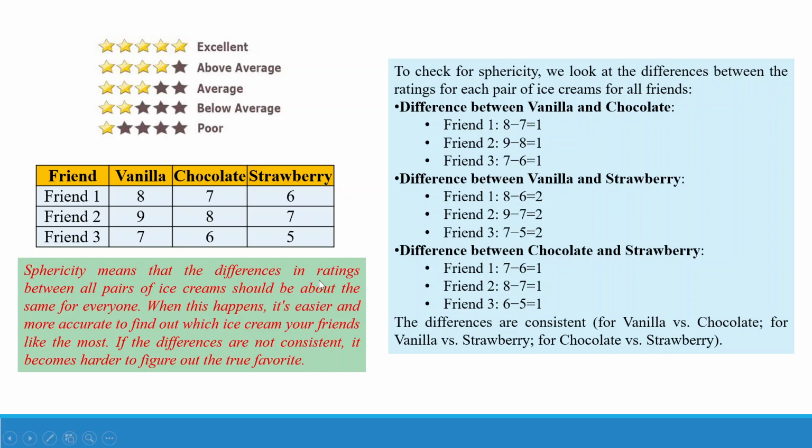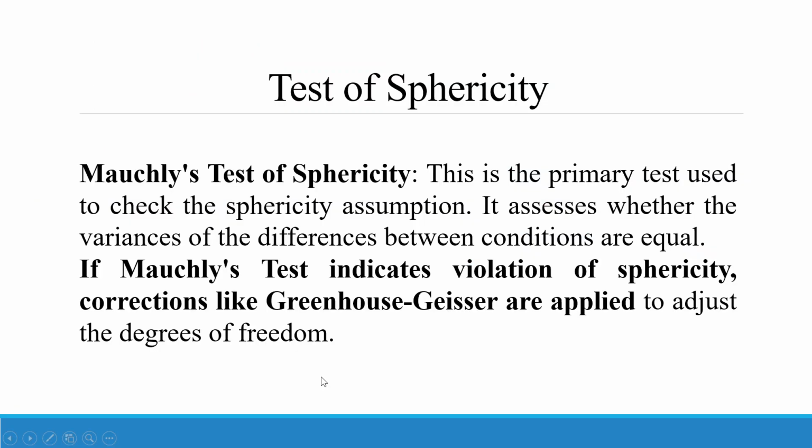Sphericity means that the difference in the ratings between all pairs of ice creams should be about the same for everyone. When this happens, it is easier and more accurate to find out which ice cream your friend likes the most. If the differences are not consistent, it becomes harder to figure out the true favorite.